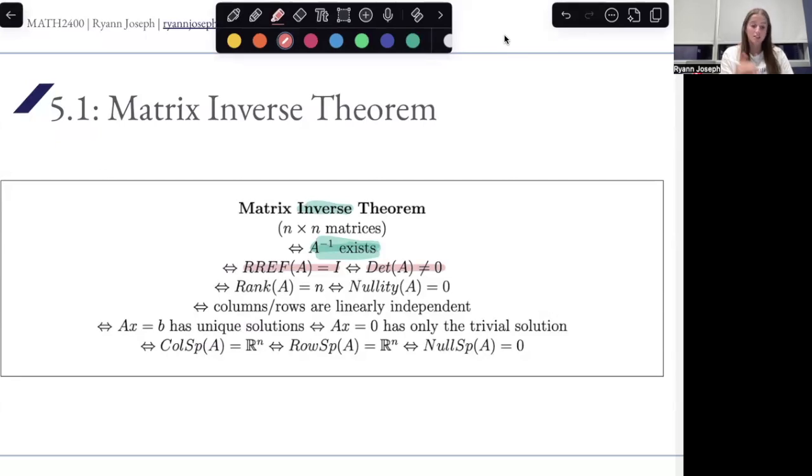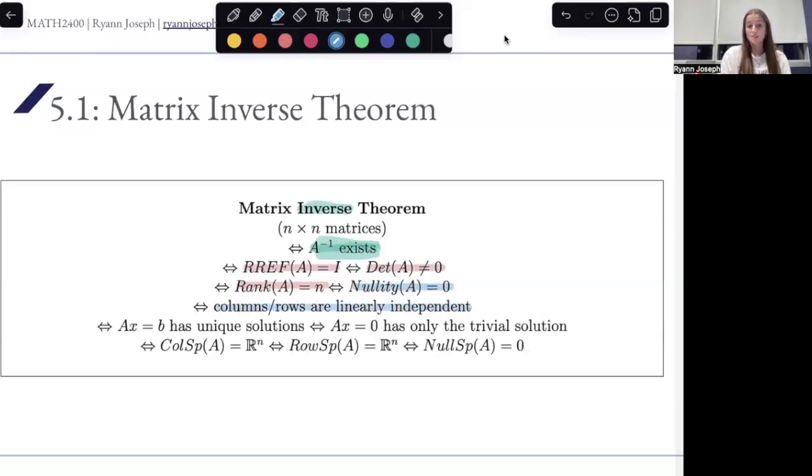So the rank is going to be equal to n, because for the reduced echelon form to be the identity, each variable is going to be a pivot variable. So the rank is equal to the number of variables, which is the number of columns. So rank is n, and because rank plus nullity is equal to the number of columns, the nullity is going to be 0. This also tells us, and I'll do it here in color for what's newer, that the nullity is equal to 0, and the columns and the rows are linearly independent.